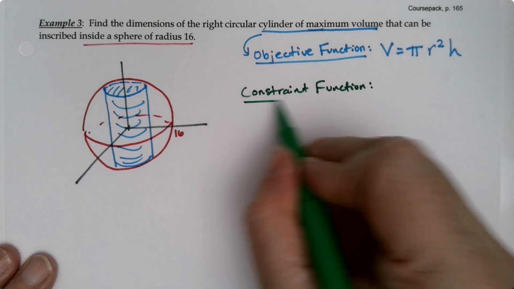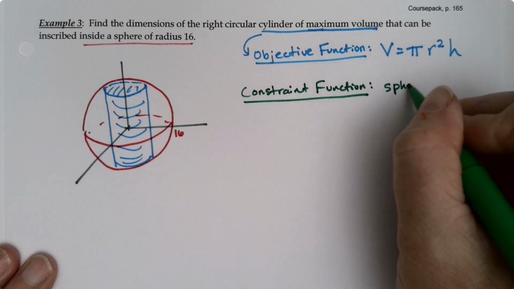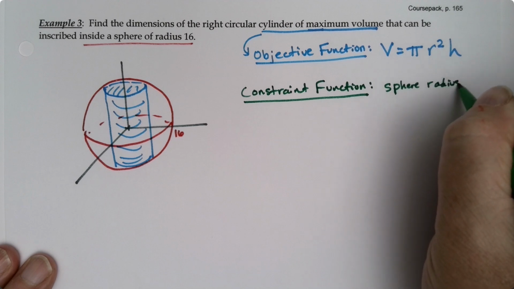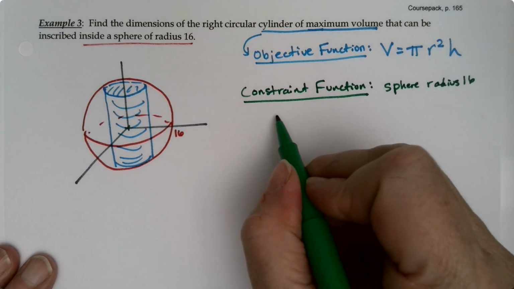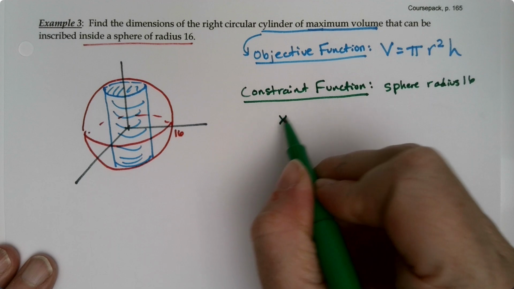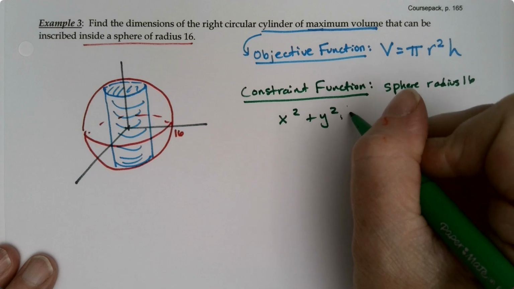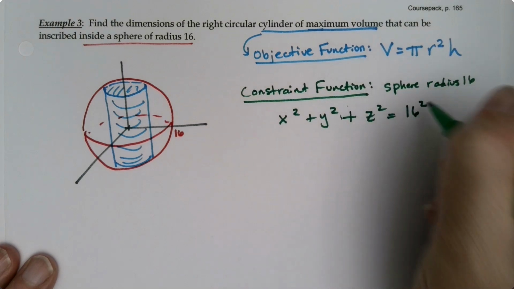Well, we know it's inscribed inside a sphere of radius 16. Okay, spheres are a known quantity. We know how they look. They're x squared plus y squared plus z squared equal to 16 squared.